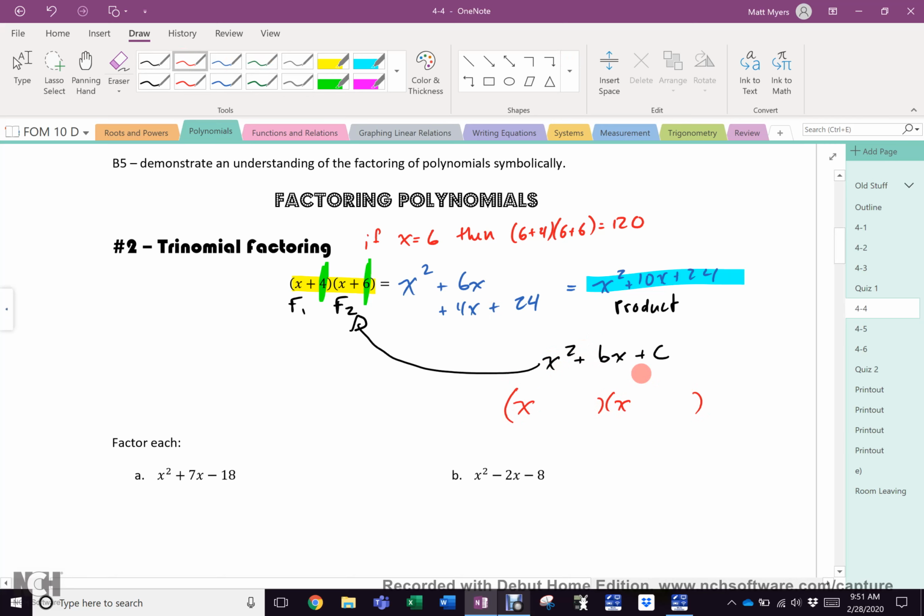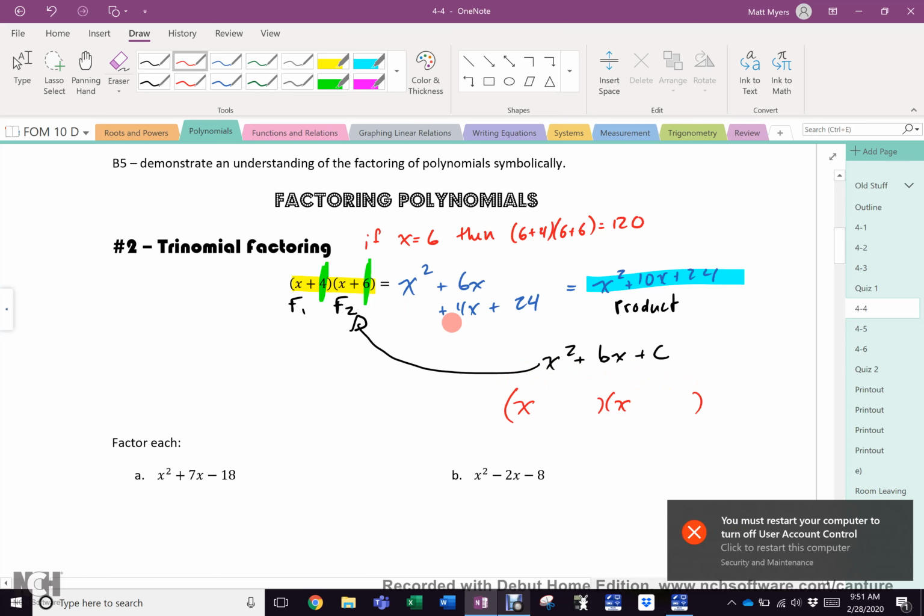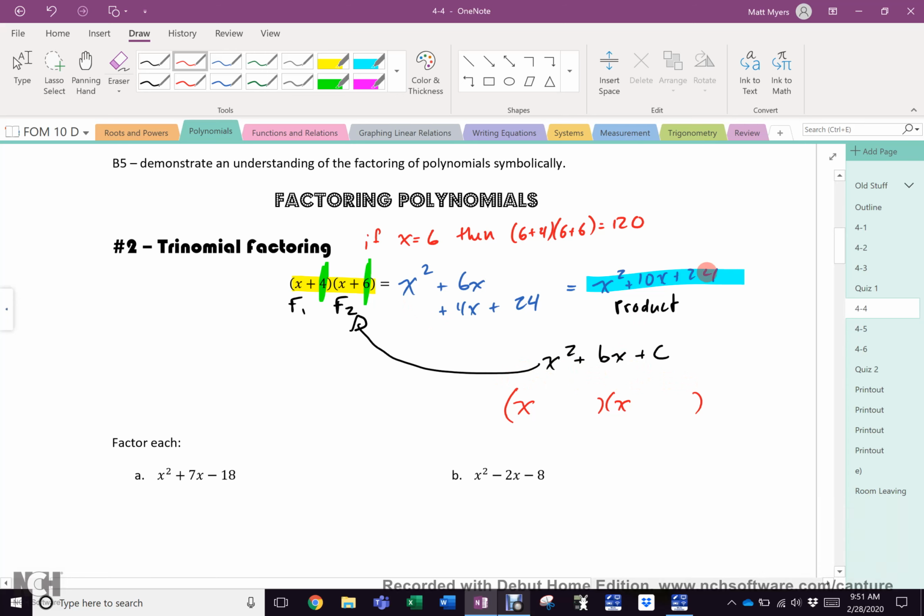Well, what do those two numbers have to do? They have to satisfy two conditions. What are those two conditions? They must add to 10 and multiply to 24, yes? So that's how we're doing it for this one.